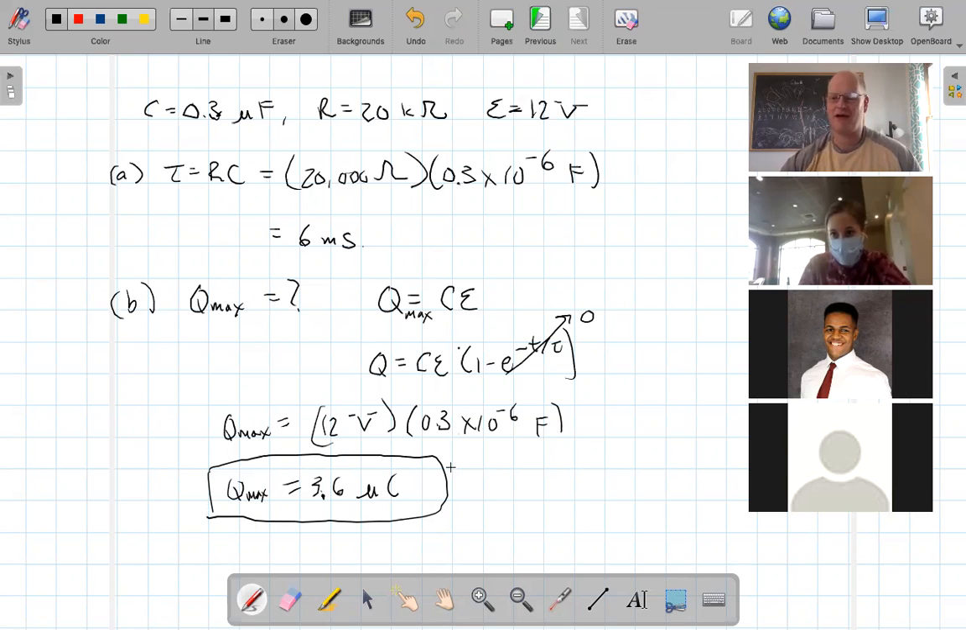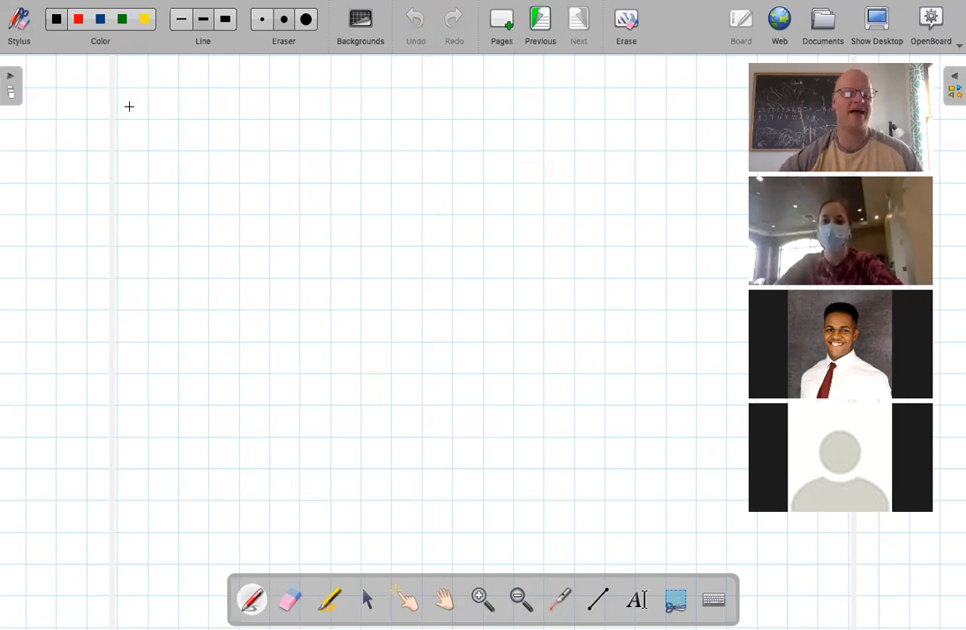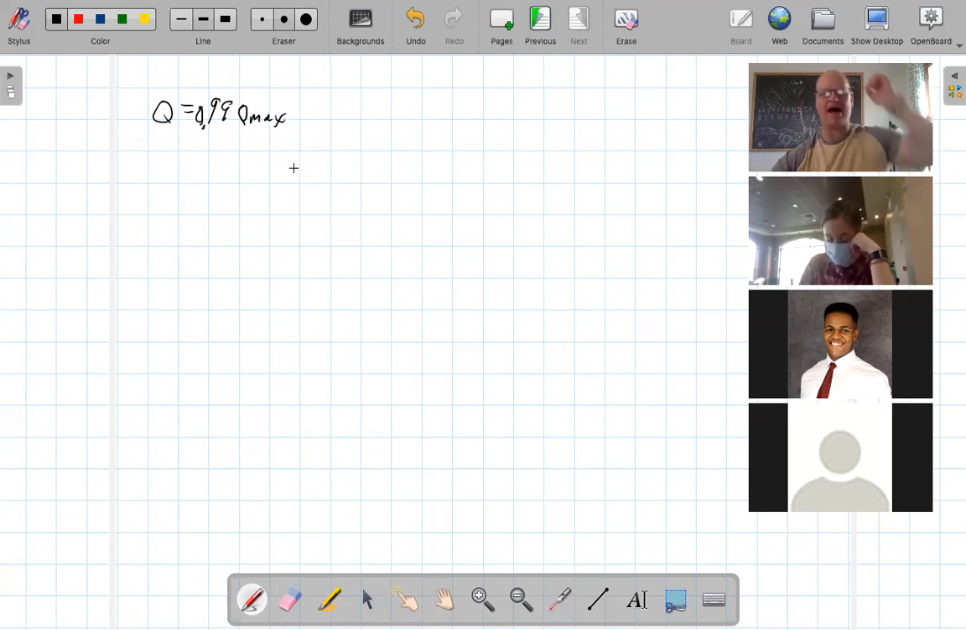Everyone's okay? Not too bad so far. So the next part says, what is the time it takes for this thing to reach 99% of the maximum charge? So we're looking for Q equal to 0.99 times Q max. So this is what we want the charge to be, the charge on the capacitor.